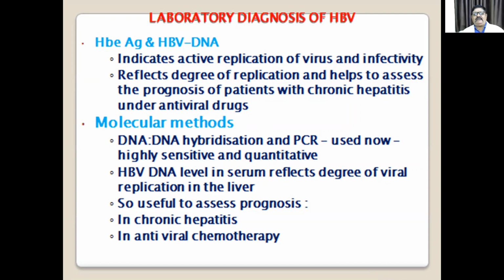HBeAg and HBV DNA indicate active replication of the virus. So, if you detect in the serum sample, that is blood, free HBV DNA and HBe antigen, it is either a very early stage, infectivity is there, highly infective, degree of replication also is there, and what does it indicate? It's relative prognosis.